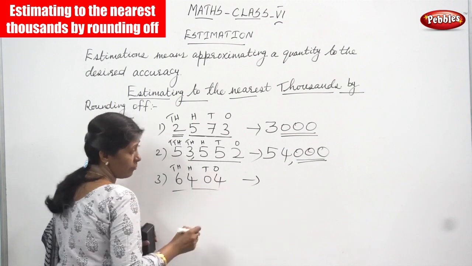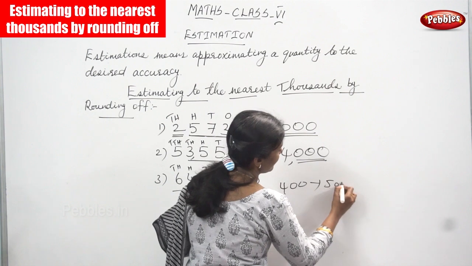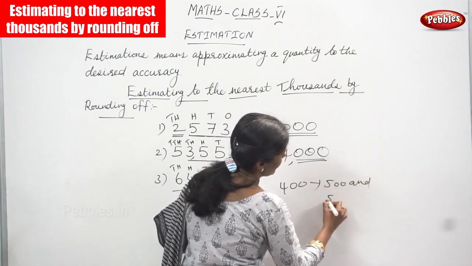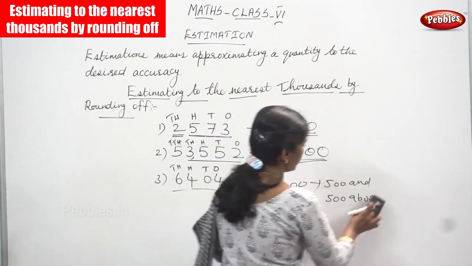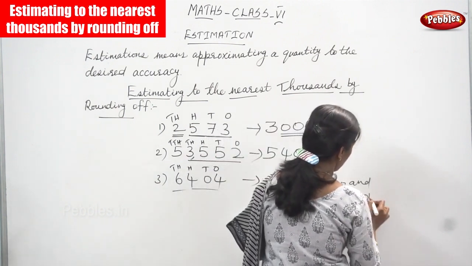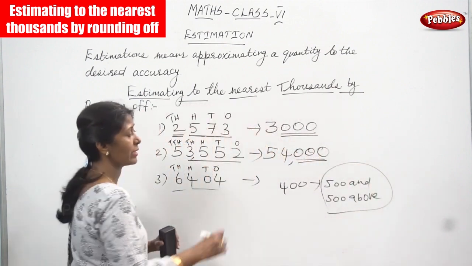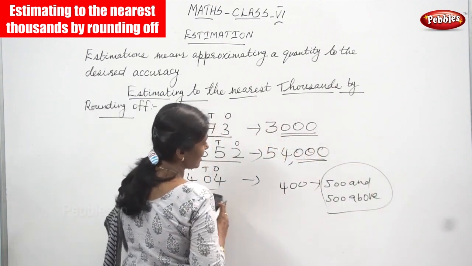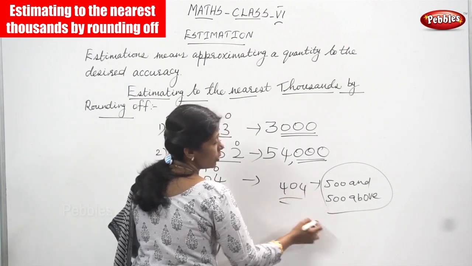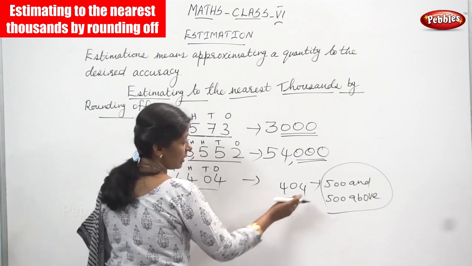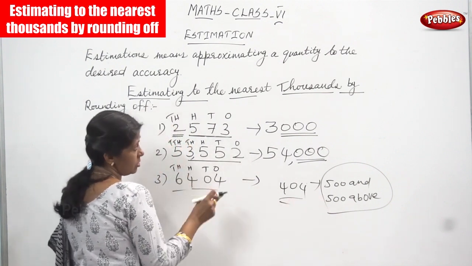404. So 404 does not come under the 500 and 500 above rule. It is only 404. So this number will not come under this rule, 500 and 500 above. So what are you going to do? Nearest 1,000 only.